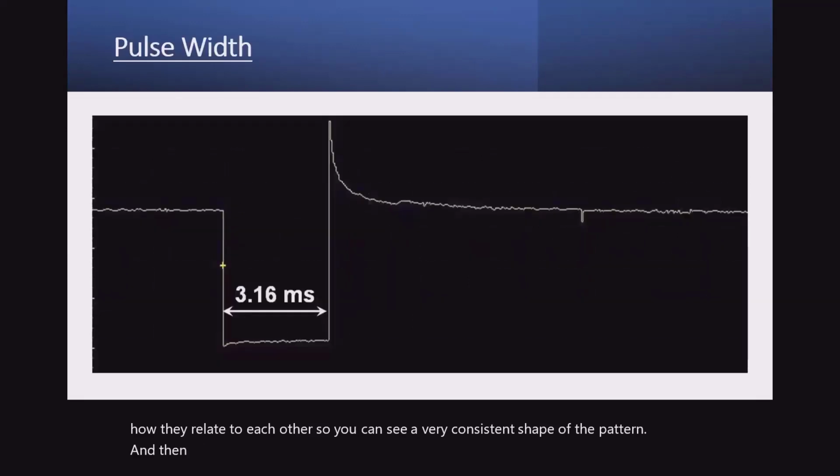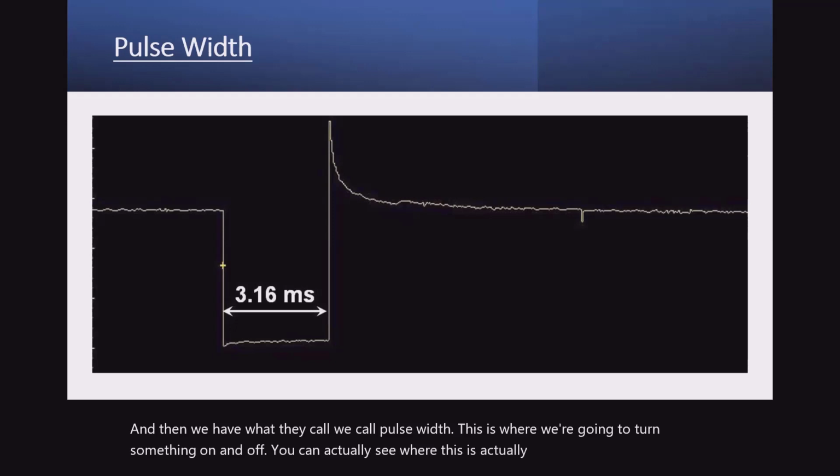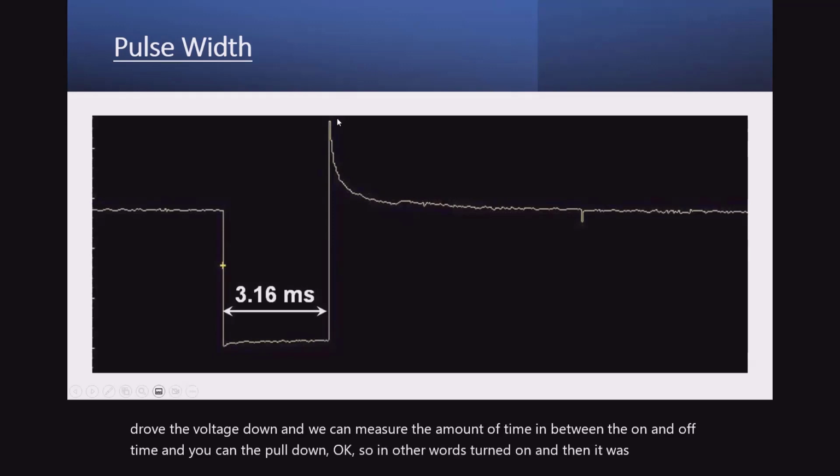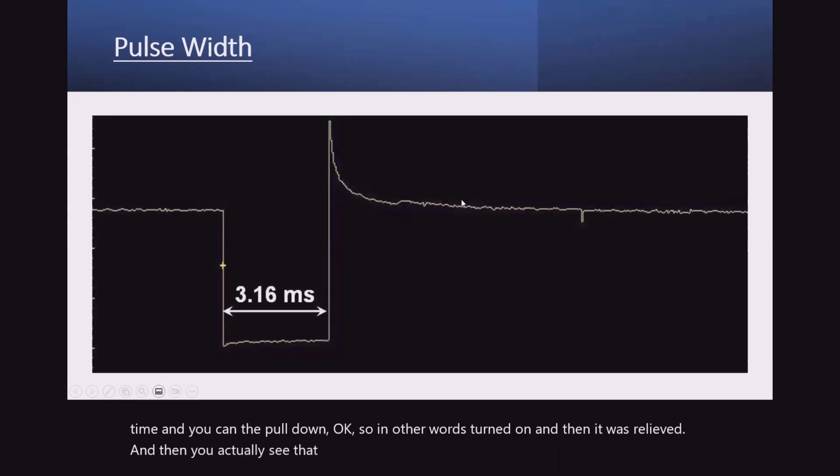And then we have what we call pulse width. This is where we're going to turn something on and off. You can actually see where this is turned on, where it drove the voltage down, and we can measure the amount of time in between the on and off time. And you can actually see the pull down, okay? So in other words, turned on, and then it was relieved, and then you actually see that voltage spike going on to this. This is like what you might find in a fuel injector. Then you can actually have that too.